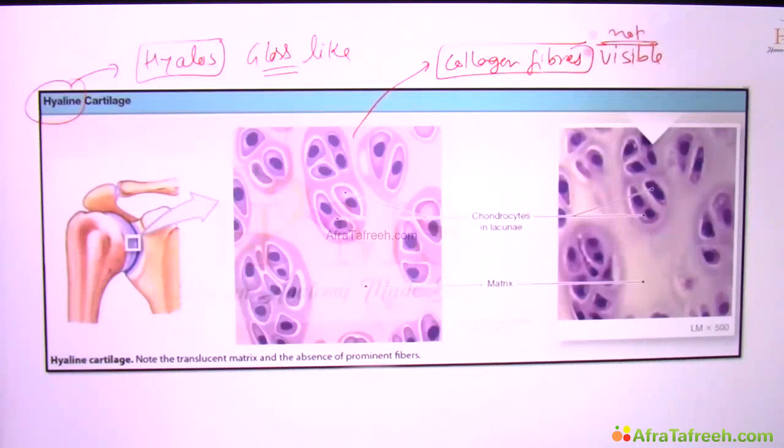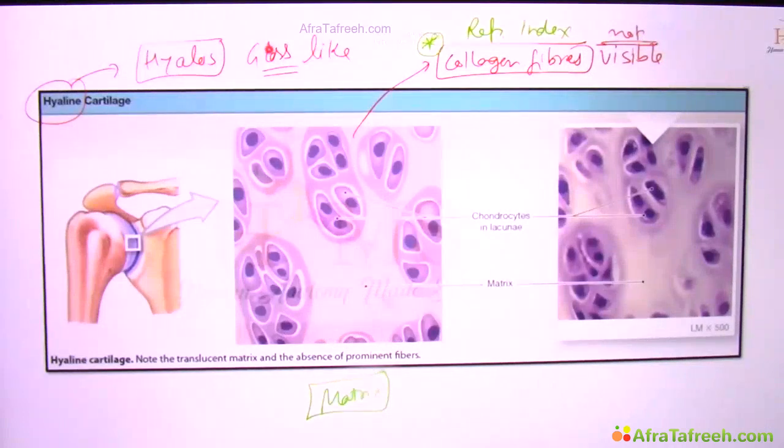But why is there an optical illusion? Because the refractive index of the collagen fiber is the same as the refractive index of the matrix. And since the matrix has the same refractive index, the collagen fibers become invisible to the human eye. That is why we call it hyalose.